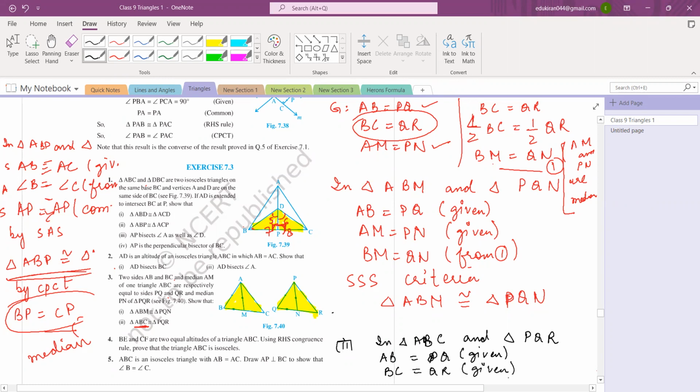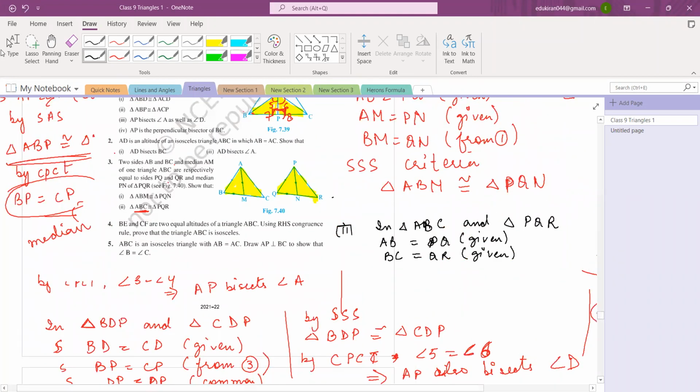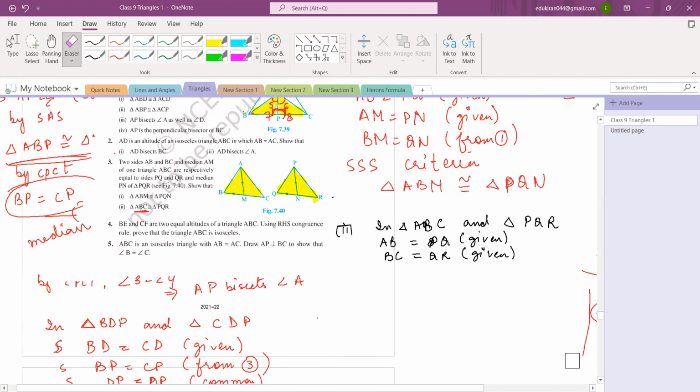Okay, fine. Now Mridula, tell me the third condition. Yes, Mridula. So I always ask the tough question to Mridula, right? Ma'am, I always end up getting the toughest one. Yeah, ma'am, angle B is equal to angle Q by CPCT. Exactly. That's very good. So since I have already proved that these two triangles are congruent, can I write by CPCT angle B is equal to angle Q? Yes, ma'am.